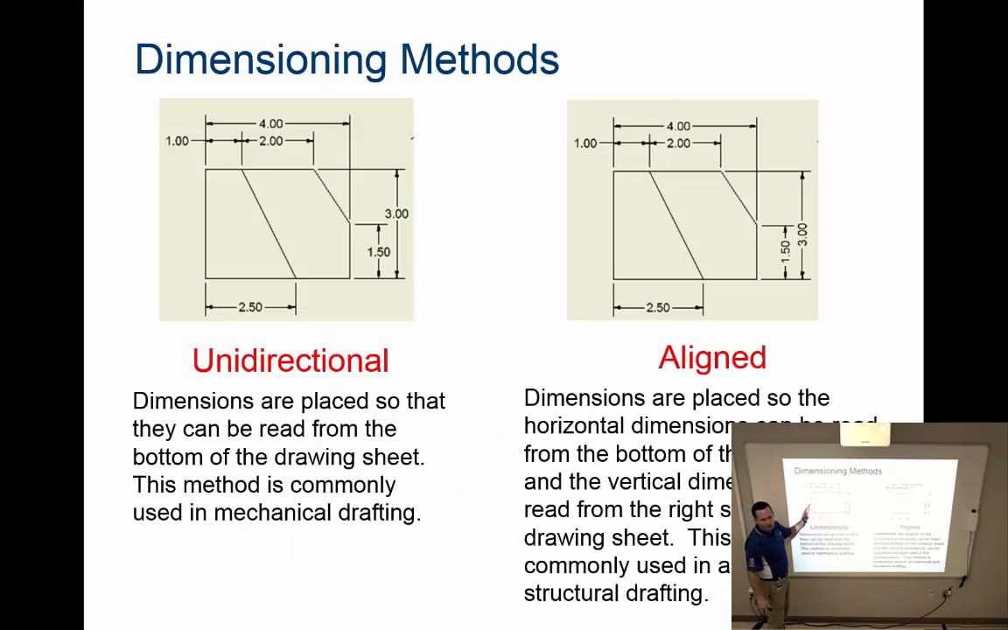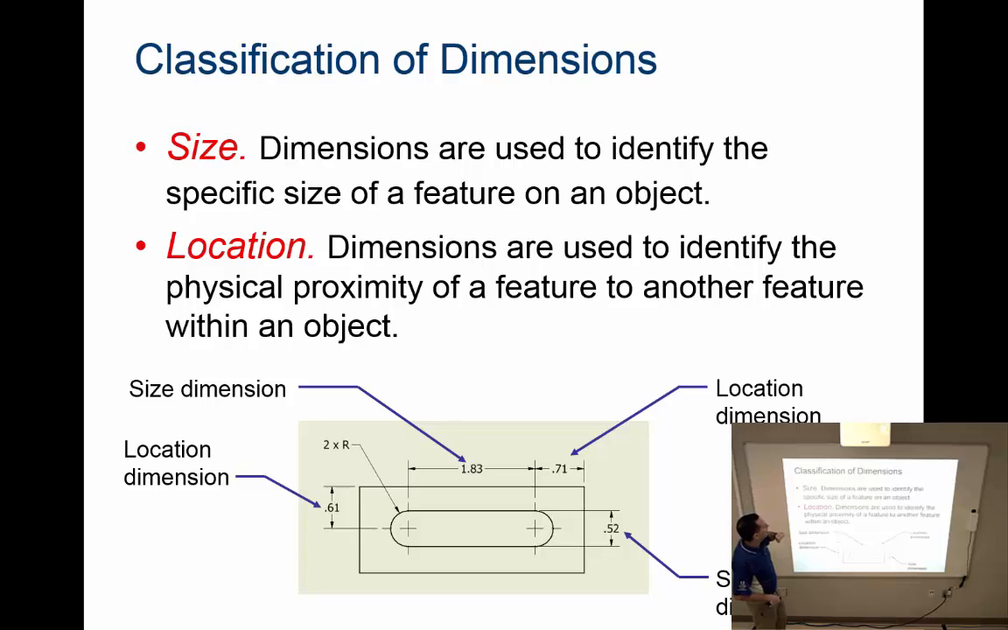This would be the unidirectional method of dimensioning. Notice all the numbers face the same direction. If I were holding the page, I could read them all in the same way. The other method would be an aligned method, where the dimension text is aligned with the dimension line or the side of the part. More often than not, we're going to use a unidirectional method with the drawings that we do. The aligned method would be more common with an architectural type drawing like a blueprint or a floor plan. So unidirectional would be probably the method that we're going to use most often within this class.